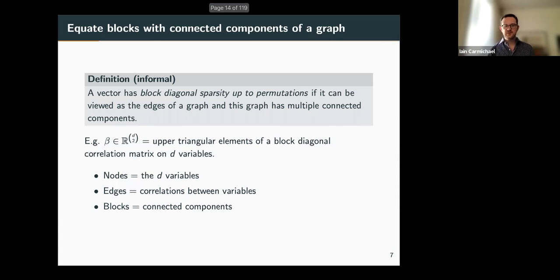So for example, say I have a correlation matrix on D variables, and maybe beta is the upper triangular elements of that correlation matrix. If that correlation matrix is block diagonal or could be permuted to be block diagonal, then we would say that the vector of upper triangular elements of that correlation matrix has block diagonal sparsity. Right, so for this graph, the nodes would be the variables, the edges would be the correlations, and the blocks, of course, would be the connected components of our block diagonal correlation matrix.